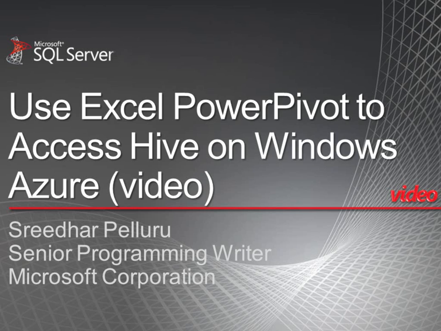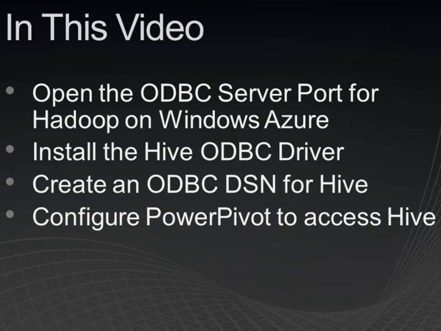In this video, I'm going to demonstrate how to use Excel PowerPivot to access Hive on Windows Azure. The main component that enables client applications to access Hive data is the Hive ODBC driver. The ODBC driver requires the ODBC server port for the Hadoop cluster on Windows Azure to be open so that the driver can access the Hive data warehouse through this port.